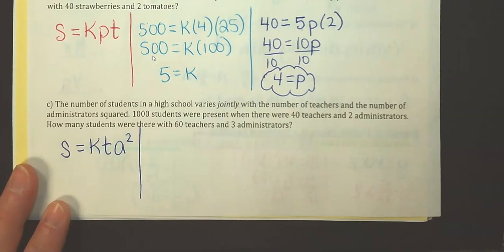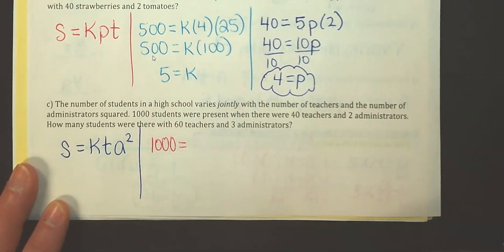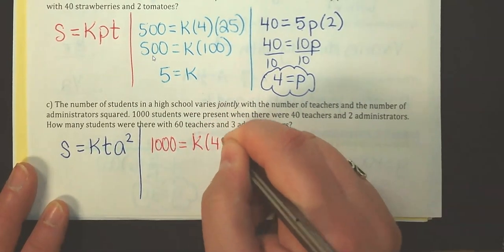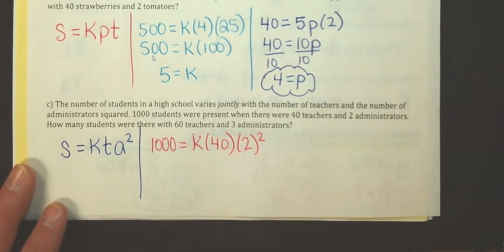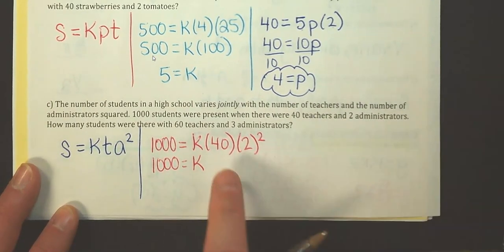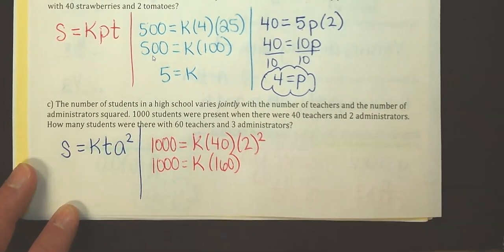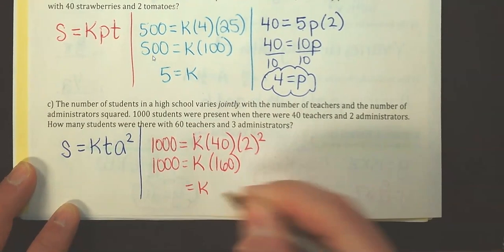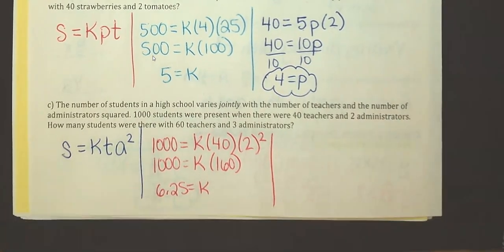Okay, let's see what they're going to give us here. You got 1,000 students are present when we've got 40 teachers and 2 administrators. The administrators, you have to square that number. So I'm going to get 1,000 equals, let's see, 40 times 2 squared would be 40 times 4, so that'd be 160. So to get our constant here, we're going to take 1,000 divided by 160, and it's not too bad of a decimal. So 1,000 divided by 160 is 6.25.